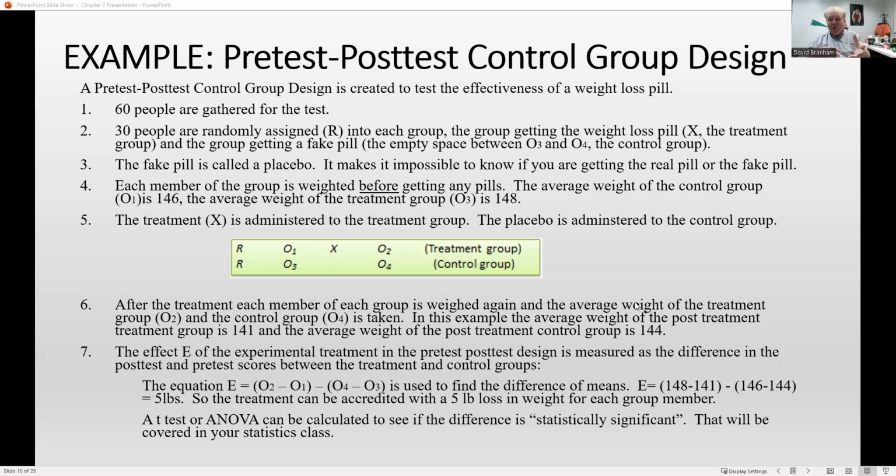A t-test or ANOVA can be calculated to see if the difference is really statistically significant. I'll cover that in part 2 of this video, and that will be covered in your statistics class in great detail. So that is not of big importance in this class, although we'll go over it some. It's going to be much more important in your statistics class.